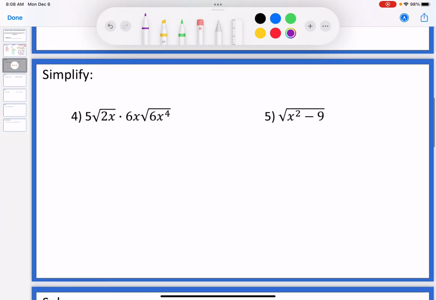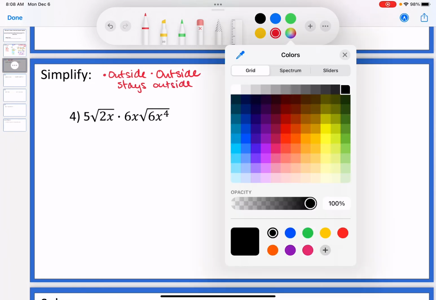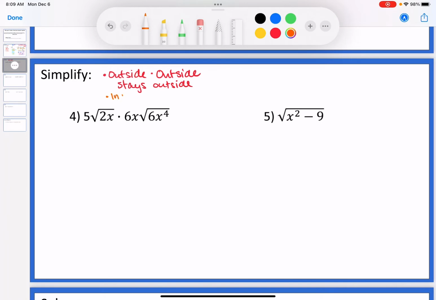Little bit more here with multiplying. We gave you some easy ones to start with because essentially you're doing multiplying all along the way when you're simplifying. But sometimes you just have to multiply these radicals, right? So the key with multiplying and dividing, really: outside times outside stays outside, and inside times inside stays inside.